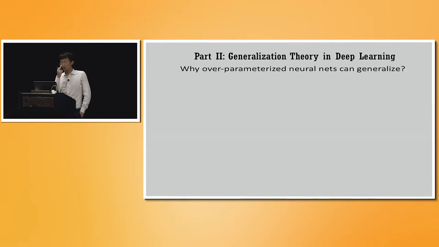All right. So the next part of the talk is going to be about generalization theory in deep learning, why overparametrized neural networks can generalize. This also relates to the optimization part, because to make the optimization work, we have to use overparametrization. And then we have the concern about whether it can generalize. Now let's address the generalization issue. At least let's talk about it.